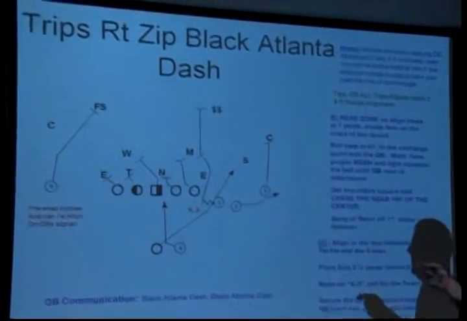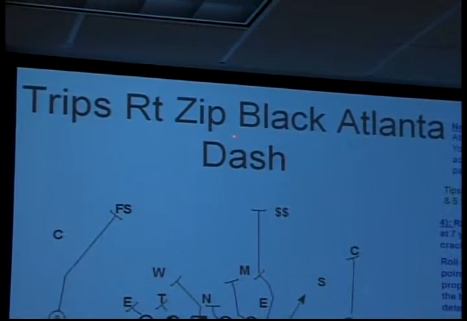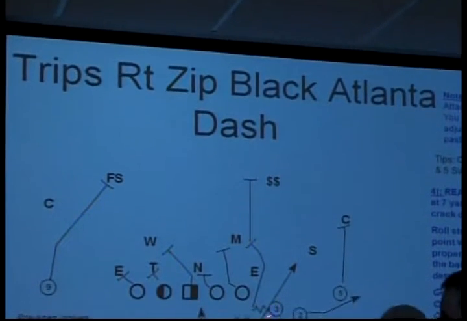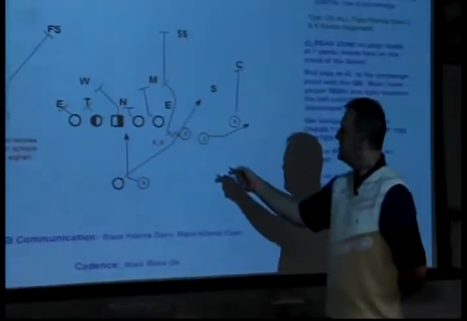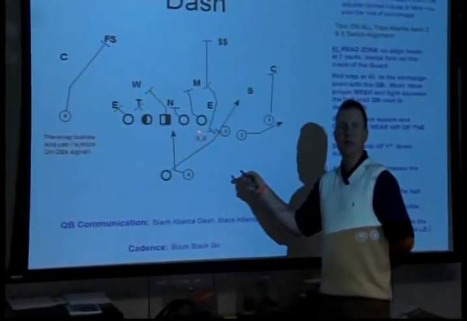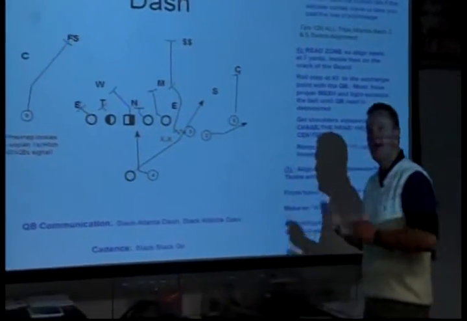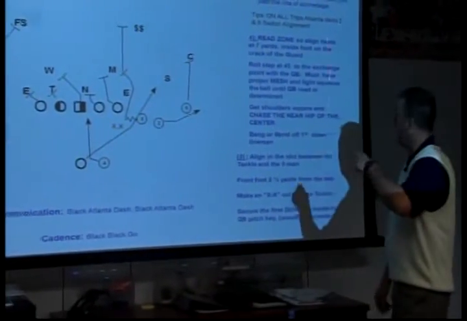All right. Another presentation, same play, trips right, zip, black Atlanta dash. Again, what type of formation do you have to get into? You have to be in some type of stack alignment. So he's going to come from outside working in, and he's going to make an XX call. All right, again, it doesn't matter. Get into a stack alignment. And all rules will stay the same. Go ahead, Coach.